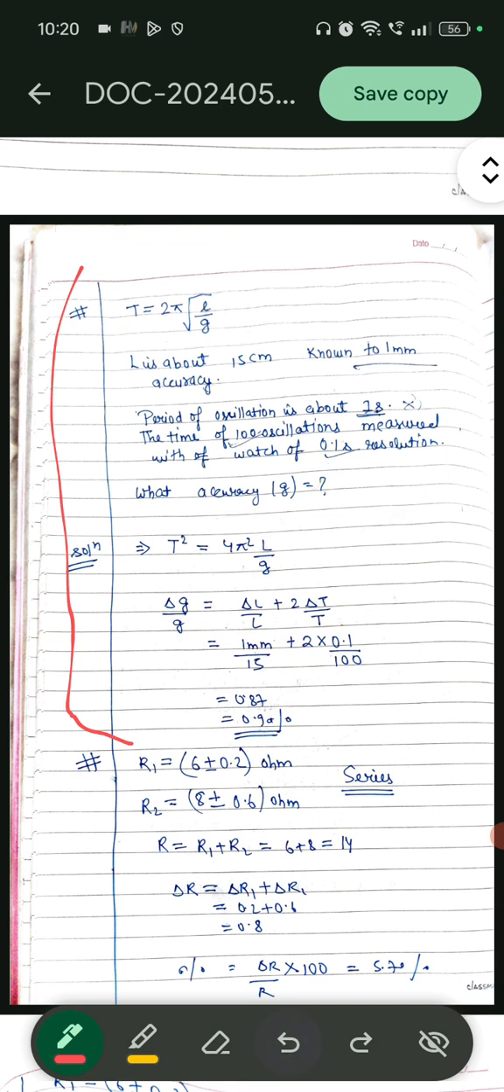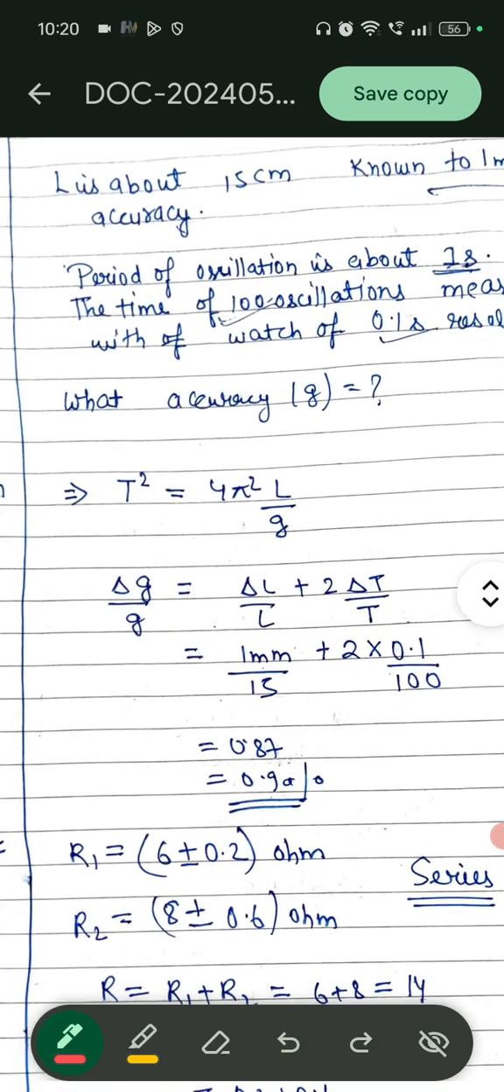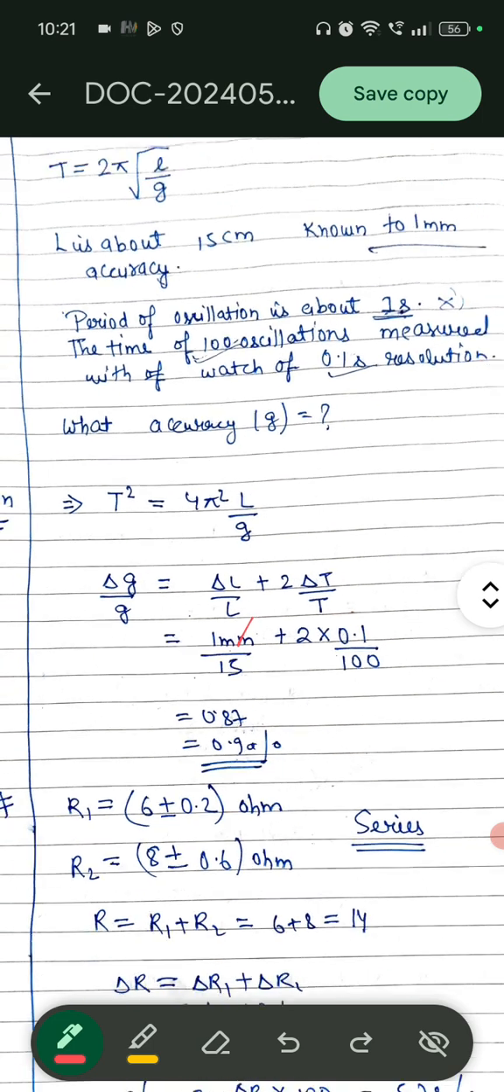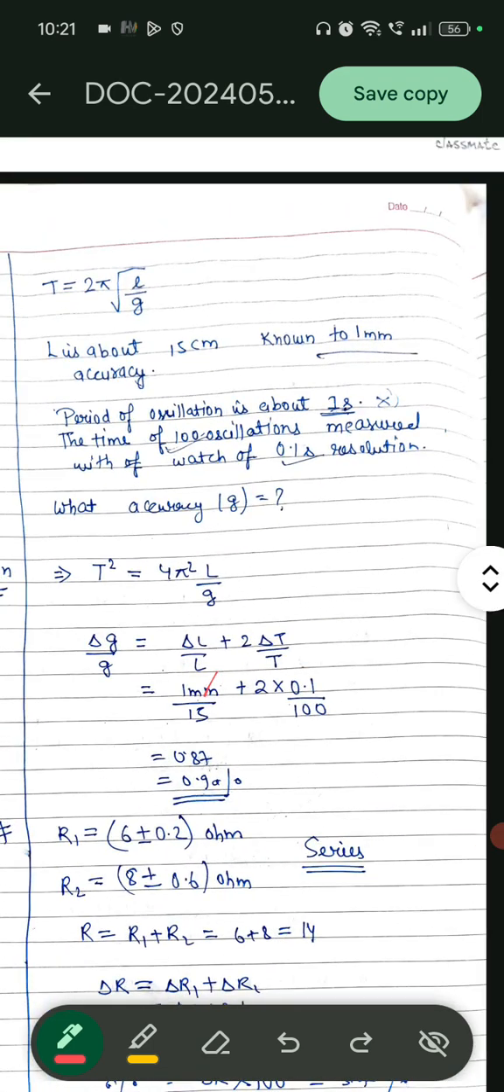And now move to the answers. Here 1 mm is given, 15 centimeters is given, and the resolution is given as 0.1 and 100 oscillations are given. What do we have to neglect? The 1 second.